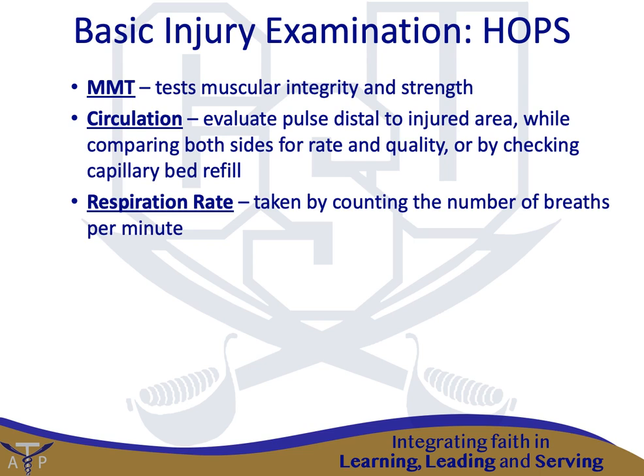Next, we'll move on to circulation, and circulation really looks at the evaluation of distal pulse to the injured area. So if we're looking at the ankle and we have an ankle injury, we could assess the dorsal pedal pulse, which is on the top of the foot. Or if we're looking at an injury to the upper extremity, we can use the radial pulse, which is by the wrist, and assess what the beats per minute is from that standpoint.